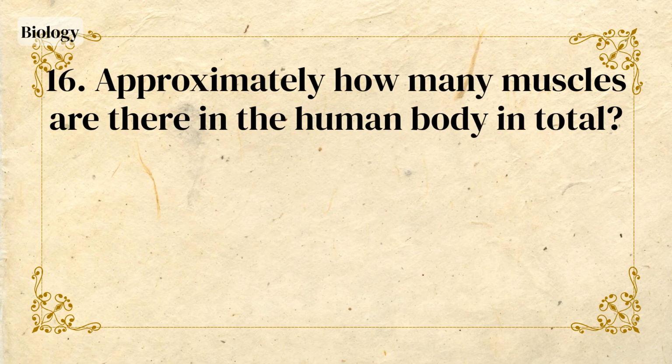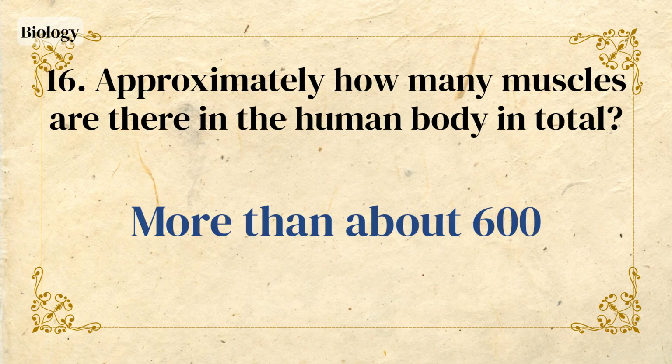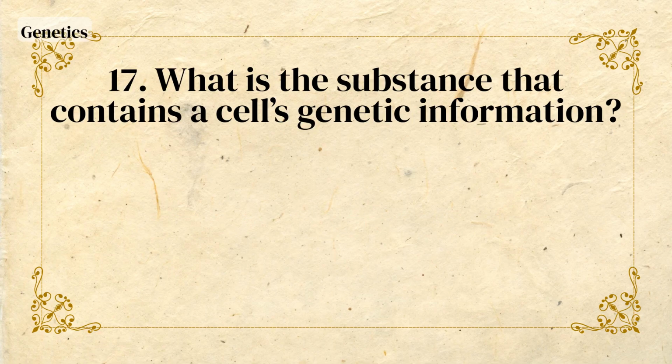Geofencing. Approximately how many muscles are there in the human body in total? More than about 600. What is the substance that contains a cell's genetic information?